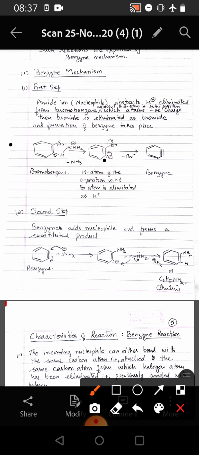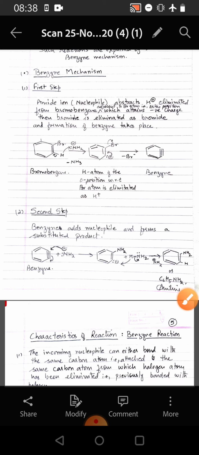And in the next step, the bond between the carbon and the bromine shifts on the bromine, and the bromine atom is eliminated as bromide, and this negative charge electron pair shifts to the carbon which previously was bonded with the bromine and forms a double bond. So now C1 and C2 have a triple bond, and this is the benzyne structure. So we see that bromobenzene, first by the elimination of the ortho position hydrogen as proton, and then simultaneous elimination of the bromine as bromide, forms benzyne.